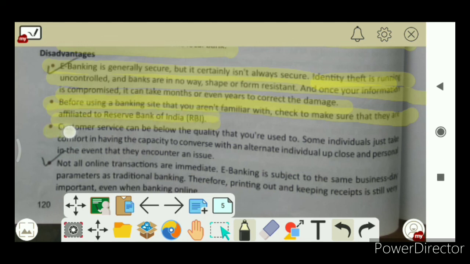Now, customer service can be below the quality that you are used to. Some individuals just take comfort in having the capacity to converse with another individual up close and personal, in the event that they encounter an issue.